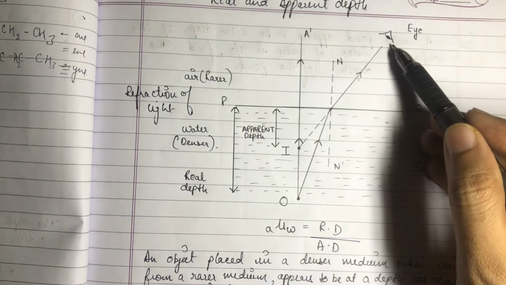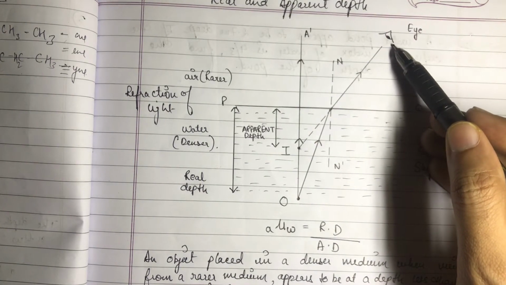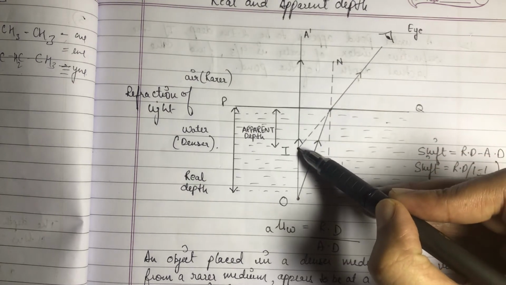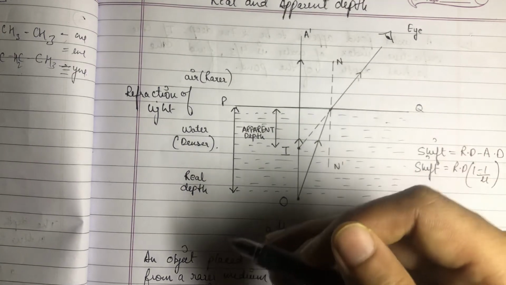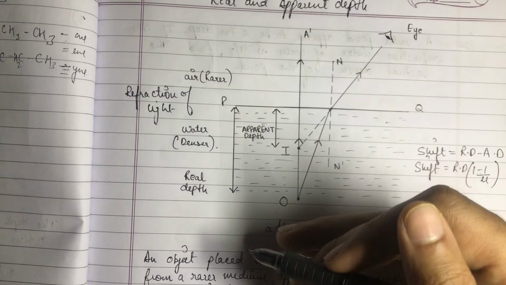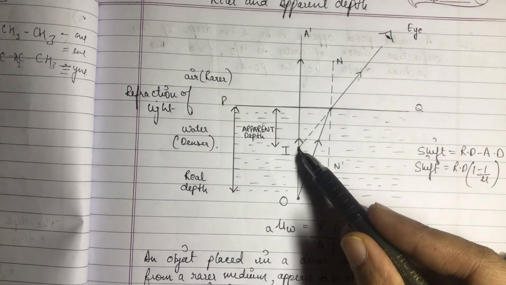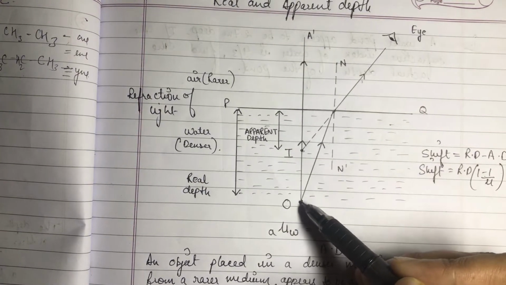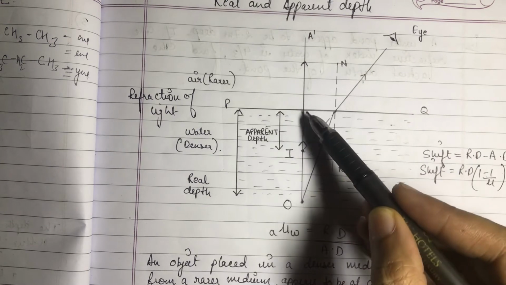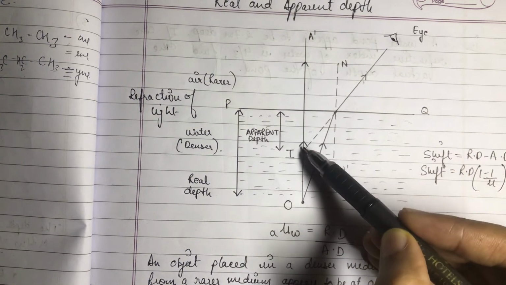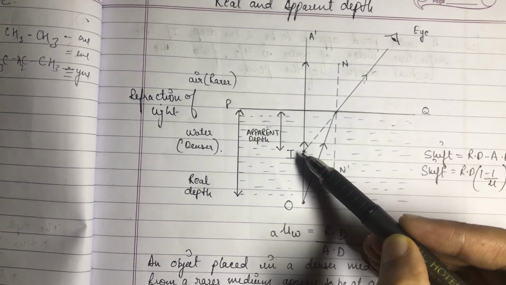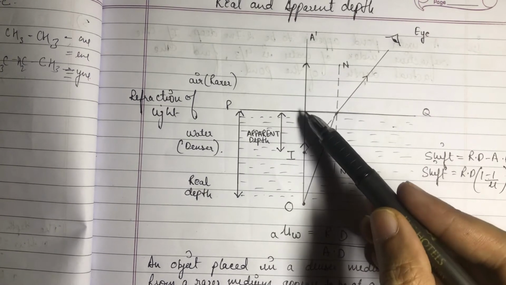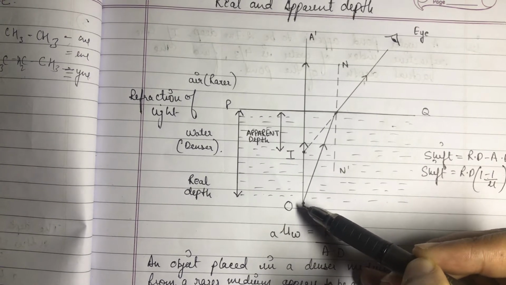So the person viewing from here, this is the eye. For him it will appear that the object is over here. For this person the object has risen, it appears to him at this point. So the real depth was this, but it appears to him to be over here. So this becomes its apparent depth, that is the depth at which it appears to him. Real depth is this thing. So this is real and apparent depth.